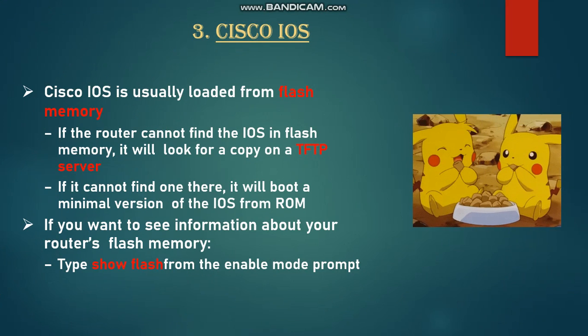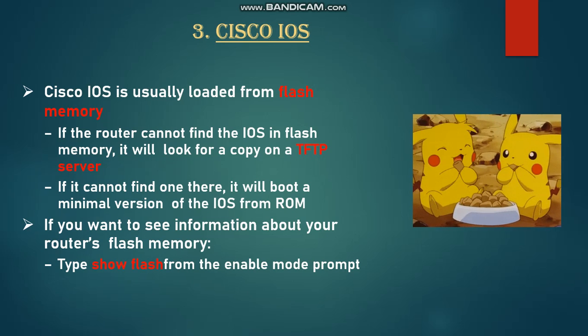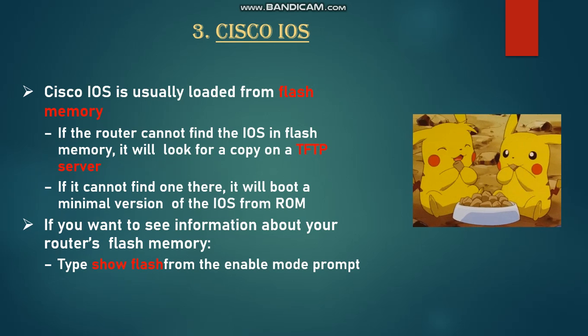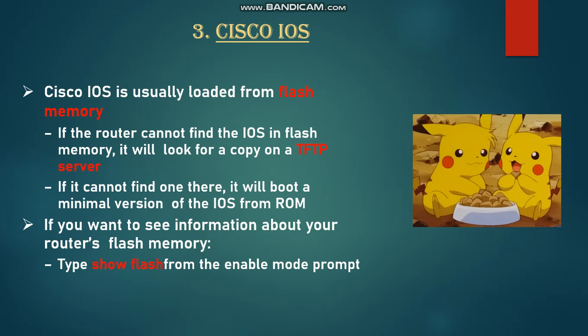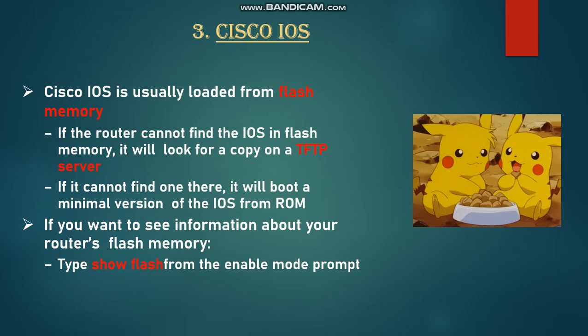Now, what is Cisco IOS? Here I am using Cisco IOS. IOS means Inter-Network Operating System. Cisco IOS is usually loaded from flash memory. If the router cannot find the IOS in flash memory, it looks for a copy on a TFTP server, that is, Trivial File Transfer Protocol. If you want to see the details of flash memory, you can type in your router in CLI mode: show flash. At that time you will see all the information about flash memory.